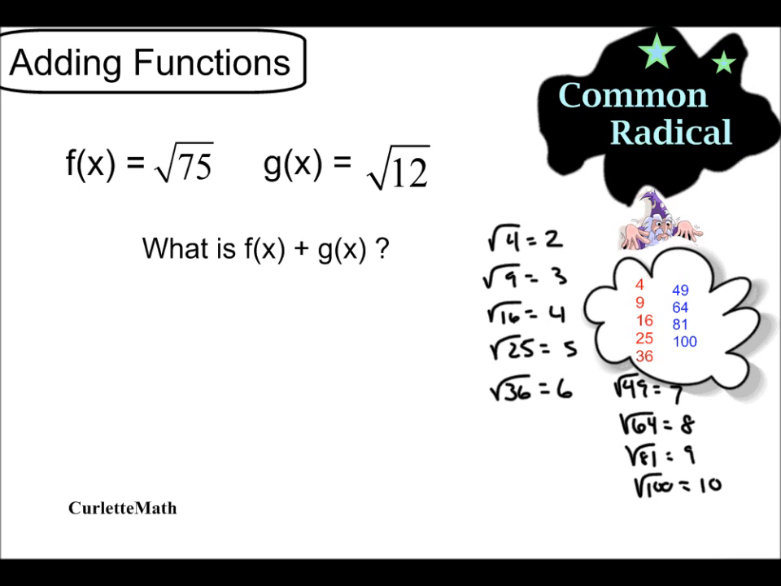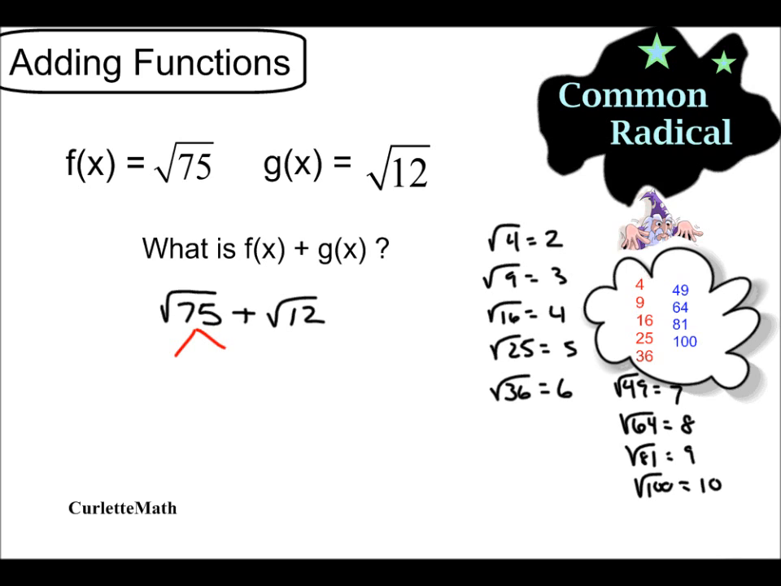Now we could keep going through a lot more of those, but those are what I call the magical numbers when we look at our radicals. We look at our square roots. Because before we can add the square root of 75 plus the square root of 12 together for our f of x and g of x functions, we need to break these down.